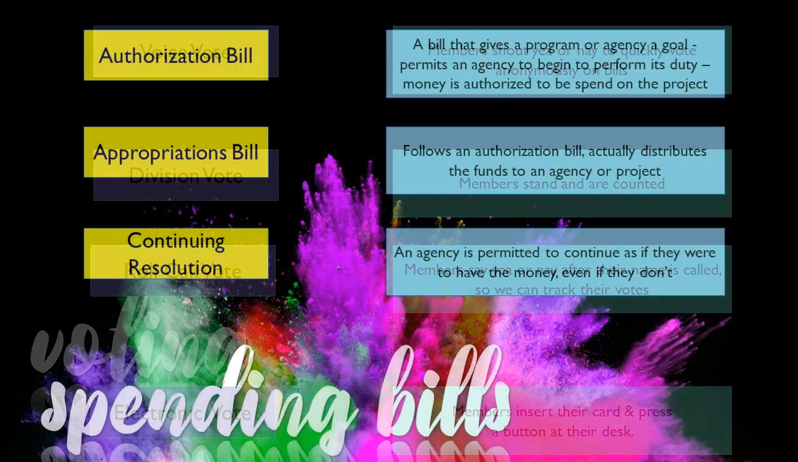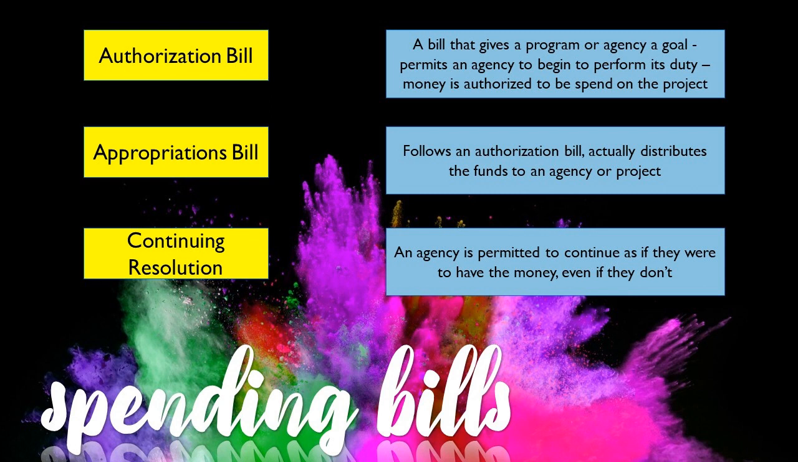All right, there's a few different types of spending bills, and we will deal with these in detail later, but it's important that you know these terms. An authorization bill gives a program or an office, an agency, a goal. It tells them to begin to do something, and this means that money has been authorized to spend on the project. So this is where the government says, go ahead and do something, and it instructs that program or agency that they will get money for it.